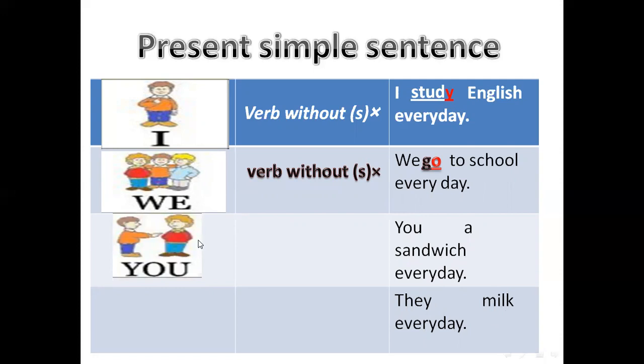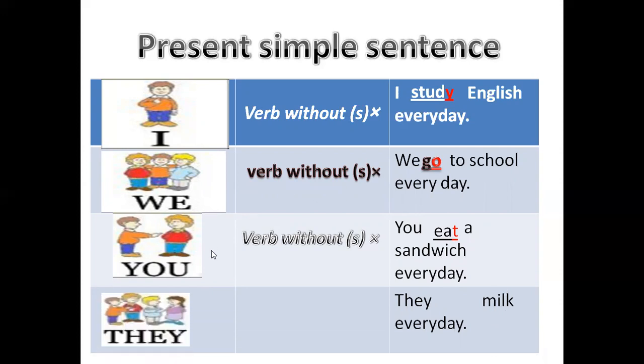With the pronoun you, the verb is still without S. For example, you eat a sandwich every day. So with I, we, and you, no S at the end of the verb. With the pronoun they, we still have no S at the end of the verb. For example, they drink milk. To sum up, with I, we, you, and they, put the verb without S. With I study, we go, you eat, they drink, no S at the end of the verb in present simple.